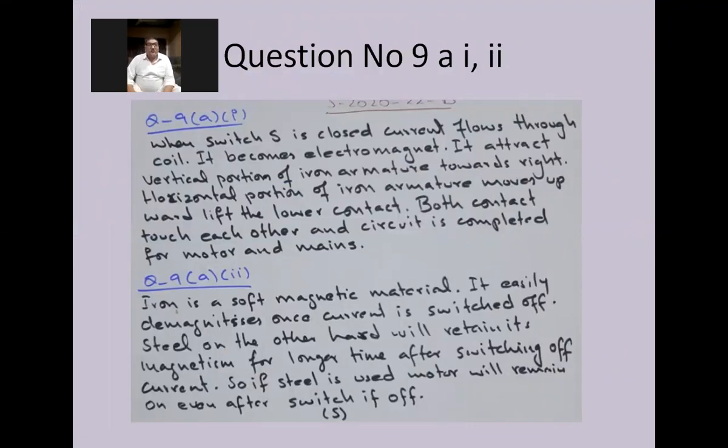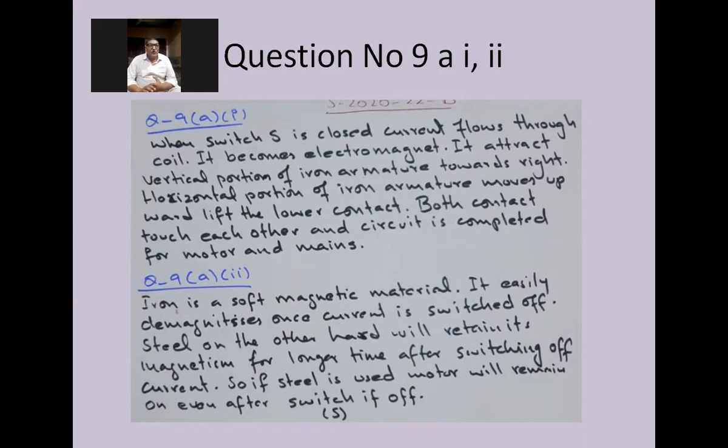Iron is a soft magnetic material. It easily demagnetizes once the current is switched off. Steel, on the other hand, will retain its magnetism for a longer time after switching off the current. So if steel is used, the motor will remain on even after the switch S is off.